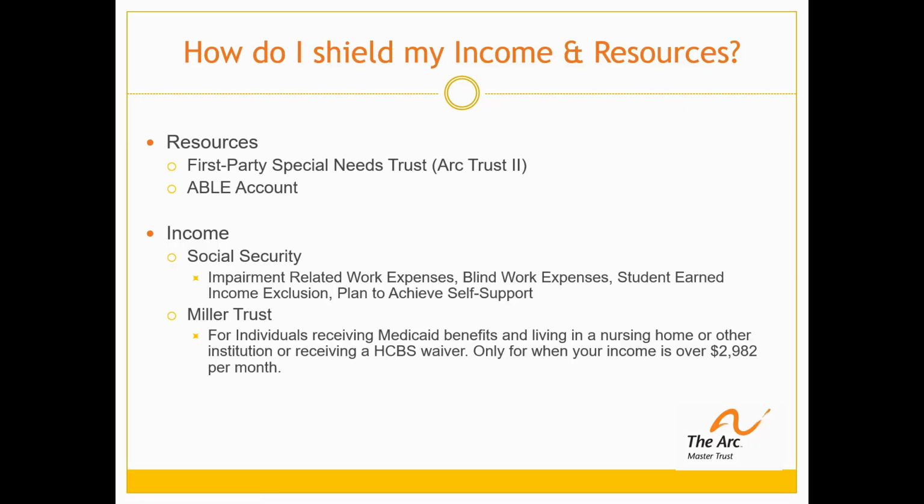There are instances where an individual might need to shield their income. For individuals who receive Medicaid benefits and live in a nursing home or institutionalized setting, or receive benefits from a Medicaid waiver, if their income is more than $2,982 per month, they will need to shield their additional income over this amount to maintain their Medicaid benefits. The way to do this is through a Miller Trust. Miller Trusts are different from special needs trusts or ABLE accounts, and they are only able to shield additional income for individuals in this specific circumstance.